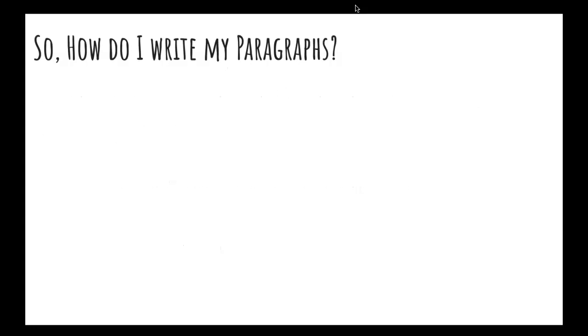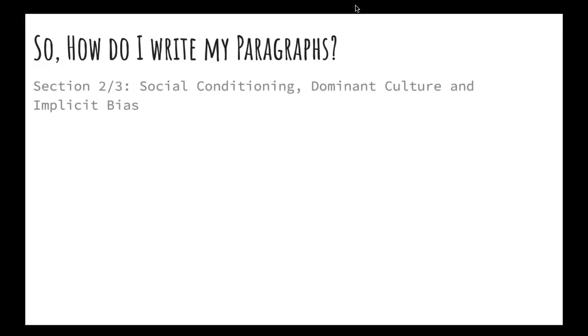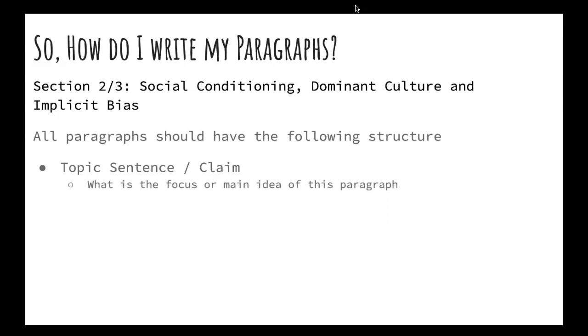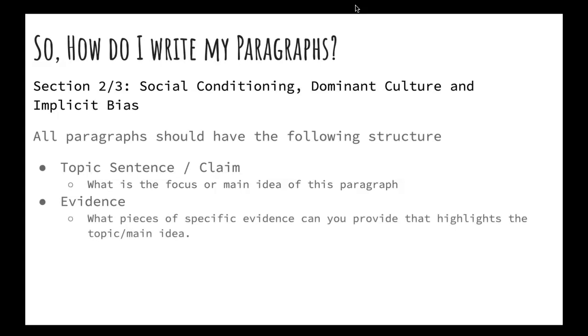When you think about, okay, so how do I write my paragraphs for section 2 and 3? Well, section 2 and 3 are looking at social conditioning and dominant culture in section 2, and then implicit bias in section 3. All of these paragraphs should have the following structure. Same beginnings, meaning a topic sentence or claim, looking at or answering the question, what is the focus or main idea of this paragraph? A piece of evidence, meaning what specific evidence, again, are you providing? It could be a commercial, an ad, content from an interview, something from an article or news source. But because it is evidence that you're pulling from another source, it's going to have an in-text citation.